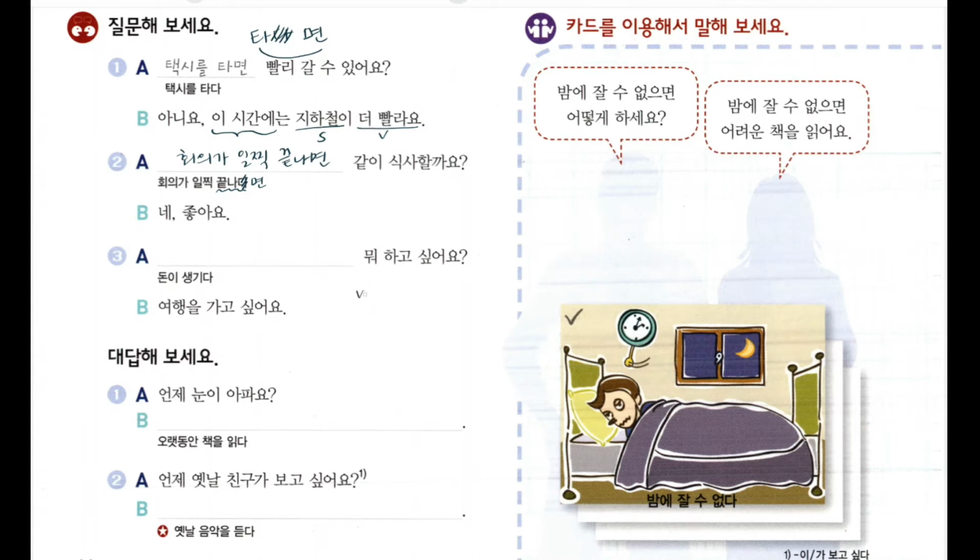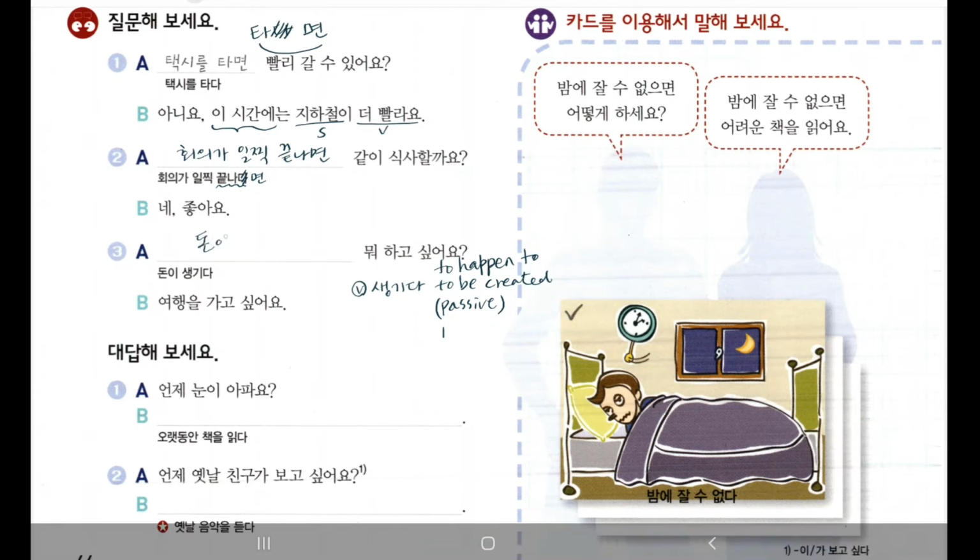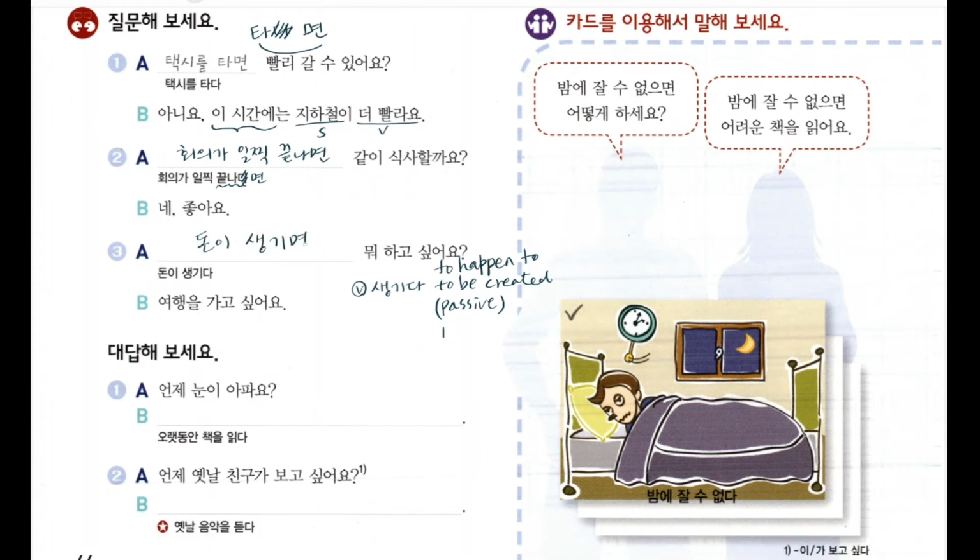Number three, 돈이 생기다. 자, 생기다 뭡니까? Verb, 생기다. Something is created, to be created. So it's basically passive, to happen. 돈이 생기다. You got money somehow. 뭐 하고 싶어요? What do you want to do? So if you have money, what do you want to do? 어떻게 말해요? 돈이 생기면, 돈이 생기면 뭐 하고 싶어요? An answer, 여행을 가고 싶어요. I'd like to travel.